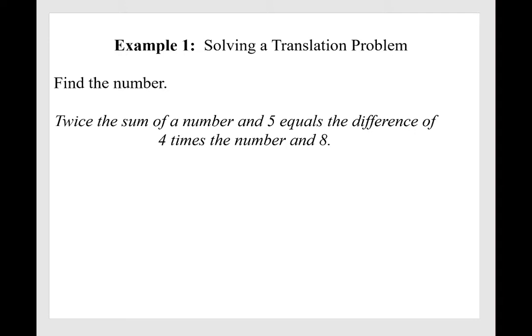All right, so the first one is just a strict translation problem. They're going to give you the words, you're going to translate it into math, and then you're going to solve whatever equation you end up with. All right, so here we go. Let's find the number. First one, twice the sum. Twice the sum means I'm taking twice an addition problem. So what am I adding together? I am adding together a number and 5. So there's the first half. Equals means equal sign.